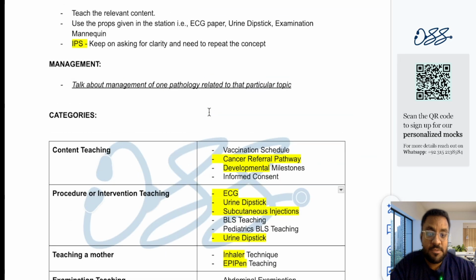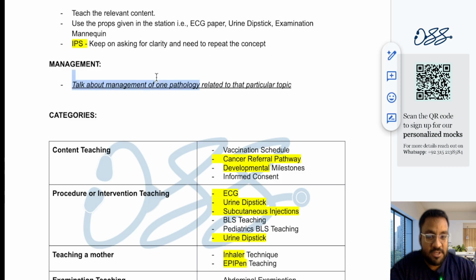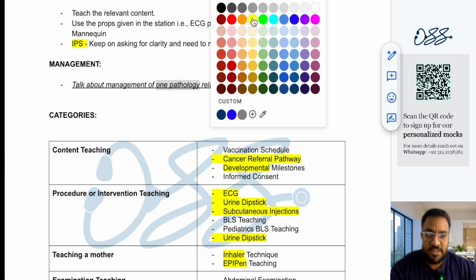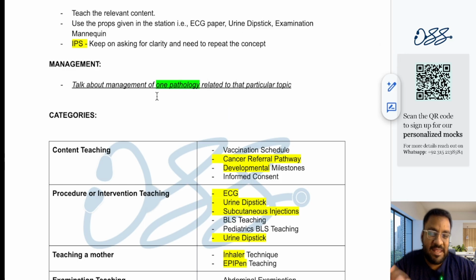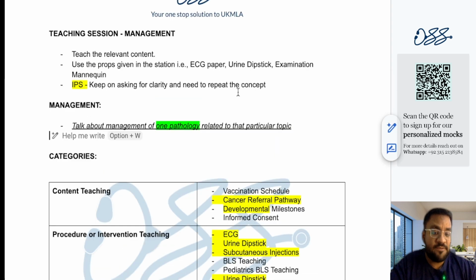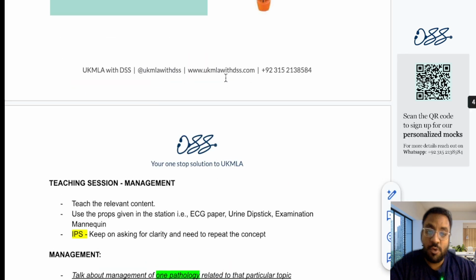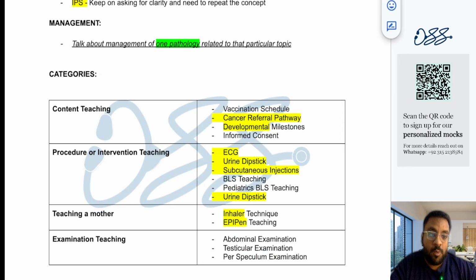Okay, so this is a really important thing. Talk about one pathology, not all of them. Like for example, ECG is going to have various different pathologies. You're not going to talk about all of them. Okay, but just one pathology, and very briefly just talk about the management of that particular pathology. This is something that will really help you in scoring high in the management when it comes to the teaching sessions. Okay, and this is going to take your management to a very high level.